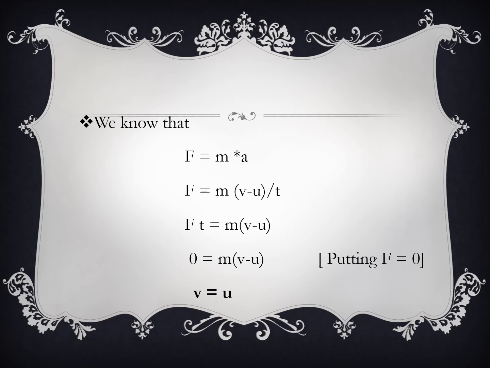So from the above equation we put F equals 0. From it we get v equals u. Thus we can say that when no force is applied, the object will continue moving irrespective of whatever time is taken. Whatever the initial velocity of the object is, it will become the final velocity of the object. Now here is the end of the mathematical formulation of the second law of motion.